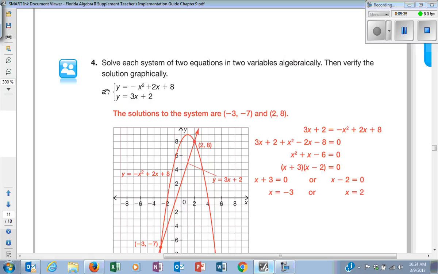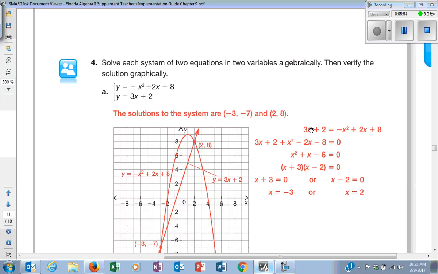And it's so nice because this says y equals and this says y equals. So you can just set these two equal to each other like they did here. You get everything to one side, simplify all the variables together, factor, and you get your answer is -3 or 2. You then take that x, plug it into the easiest one.